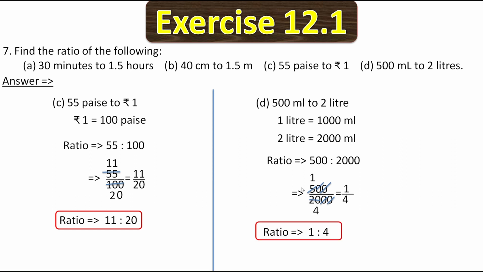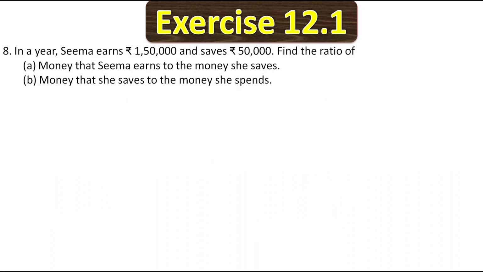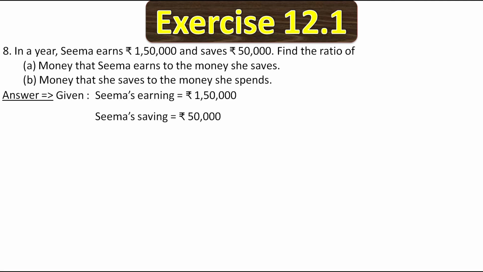Okay. Now let's move to the next question, that is the 8th one. In a year, Seema earns rupees 1,50,000 and saves rupees 50,000. Find the ratio of money that Seema earns to the money she saves, and money that she saves to the money she spends. Okay, first of all we will write the given things. That is, Seema's earning is 1,50,000 and Seema's saving is 50,000.